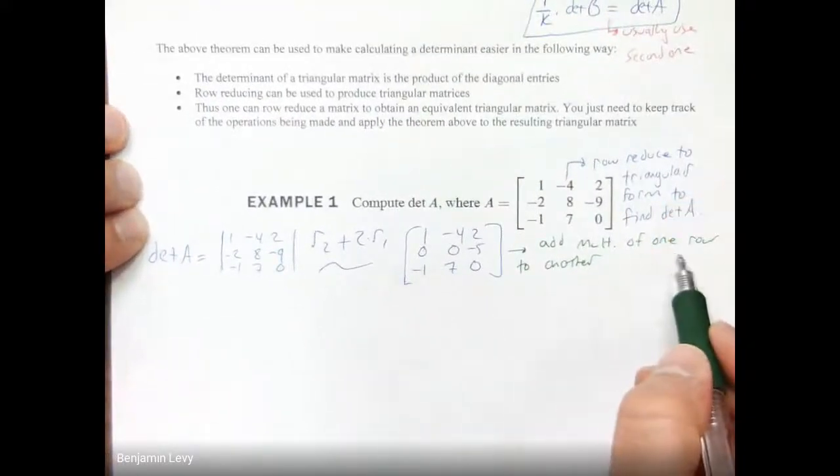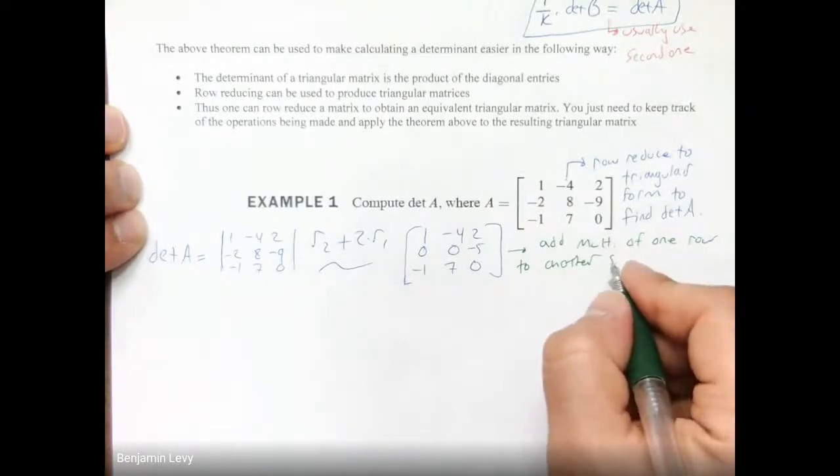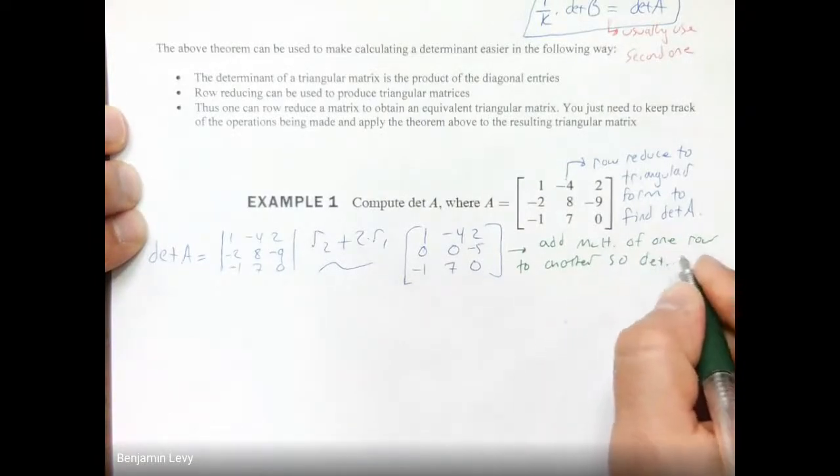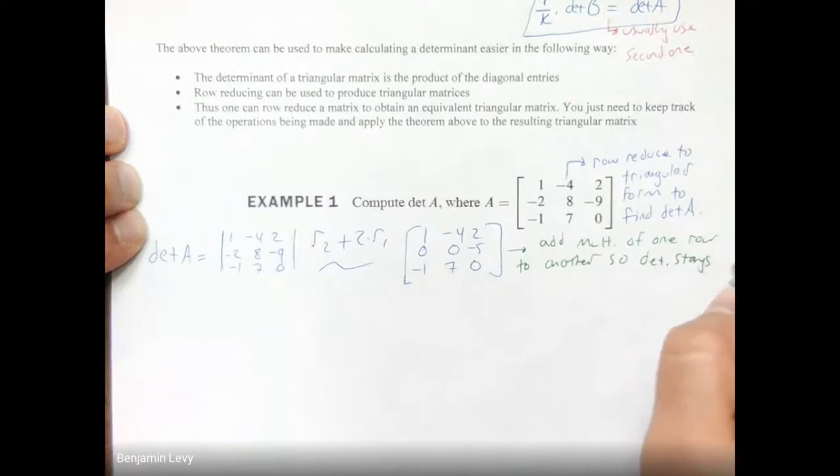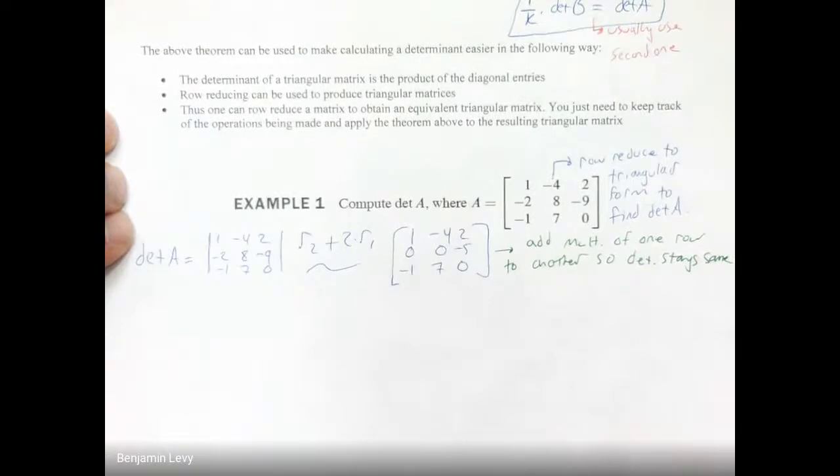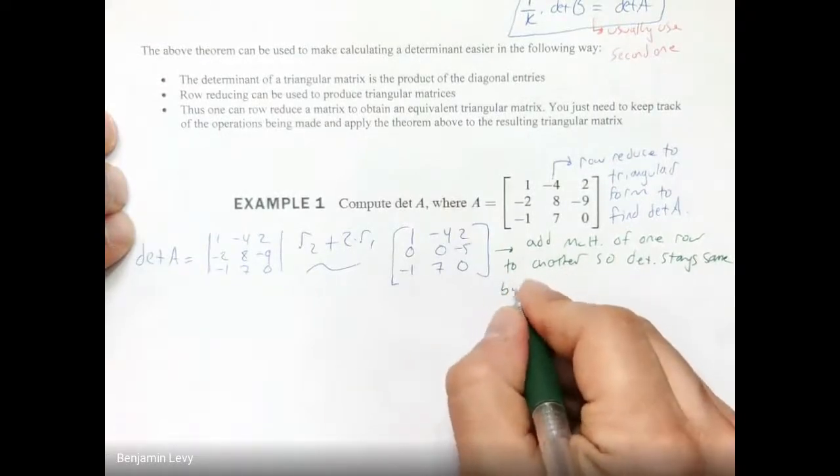And so we added the multiple of one row to another. And so the theorem says that the determinant stays the same by theorem 3 above.